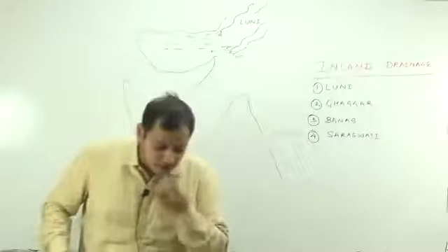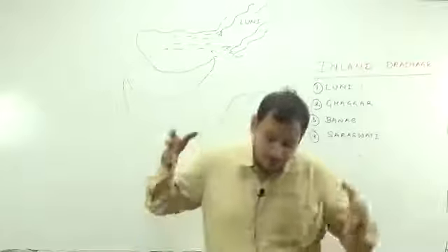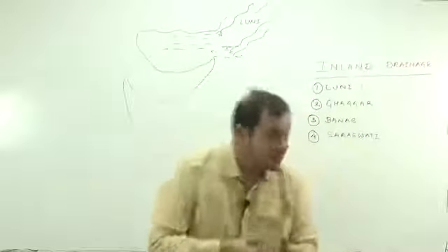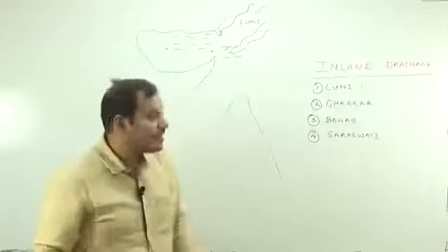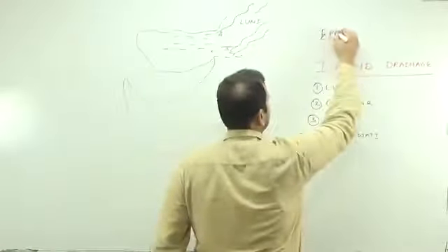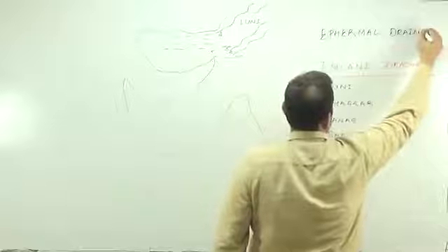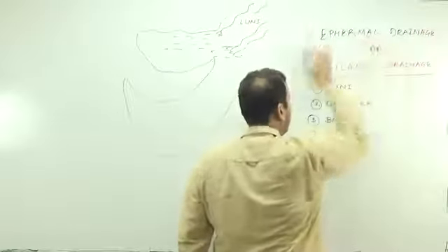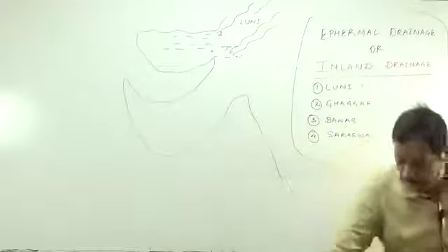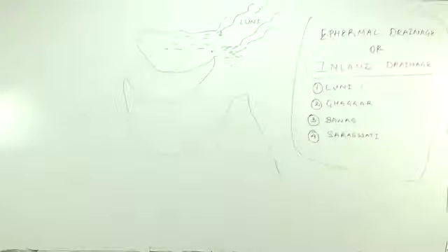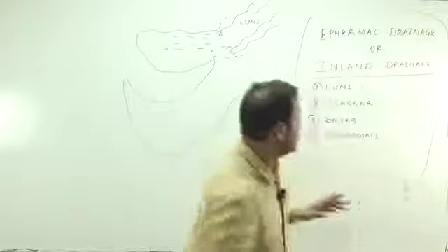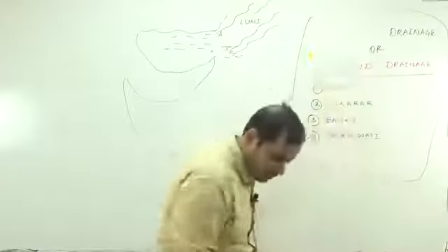Now, such rivers which do not drain into the sea, which do not come and meet the sea, are known as inland drainage, or these are also known as ephemeral drainage. So the ephemeral drainage system in India consists of Luni, Ghaggar, Banas and the Saraswati river. Sorry, here there is a spelling mistake. It is ephemeral drainage system.